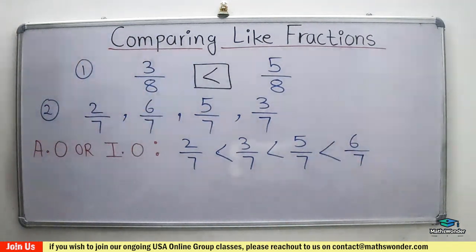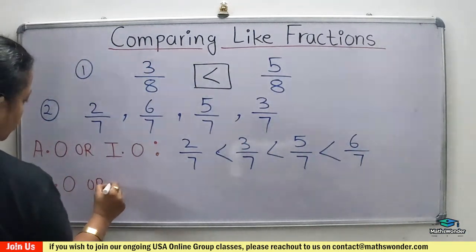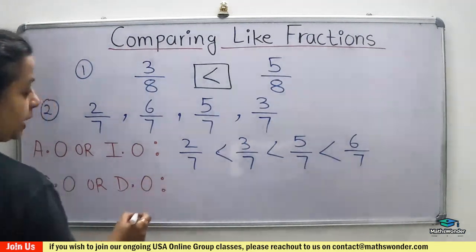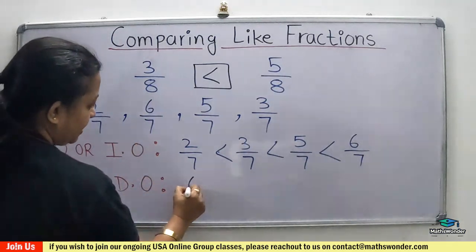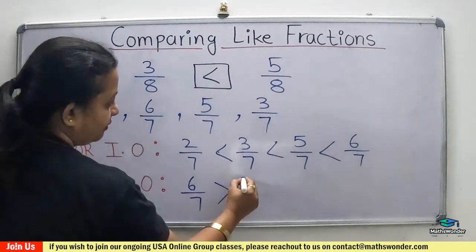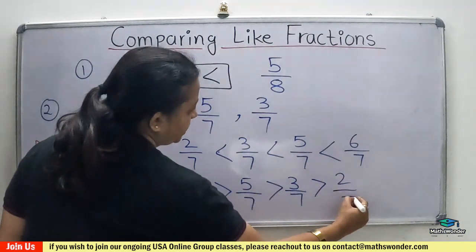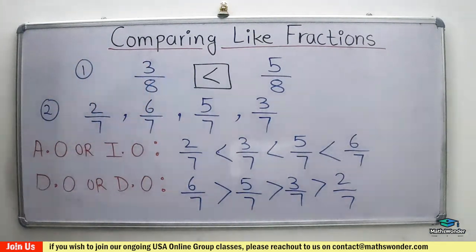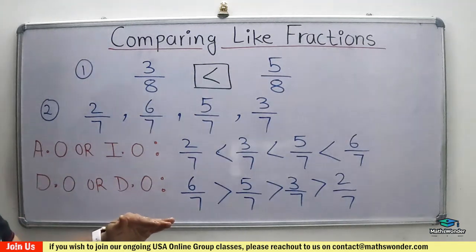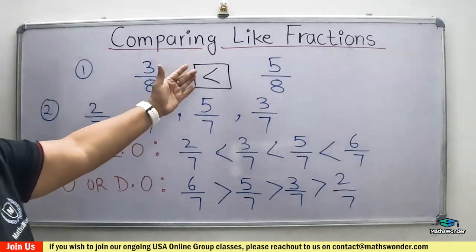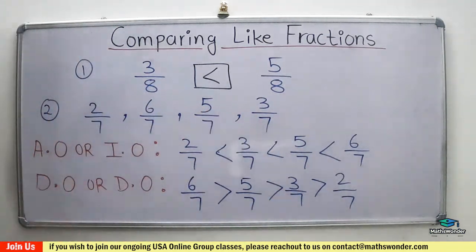The same applies when we need to arrange in descending order or decreasing order. Both are the same, greatest to smallest. Which one is the greatest? Definitely 6 over 7, then 5 over 7, then 3 over 7, then 2 over 7. Understood? So how will you compare two fractions? If denominators are the same, then the greater numerator will be greater. When we have more than two fractions, the same concept applies.